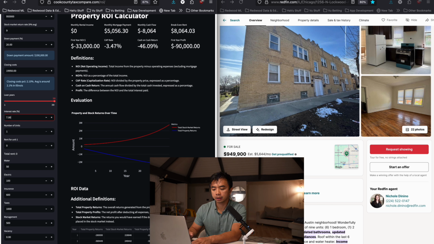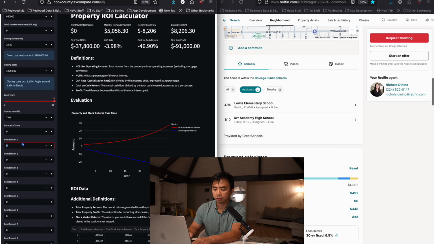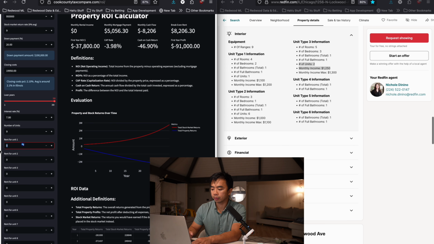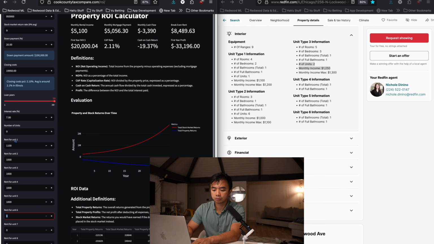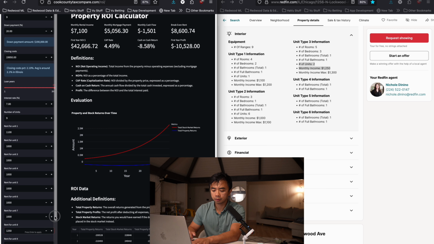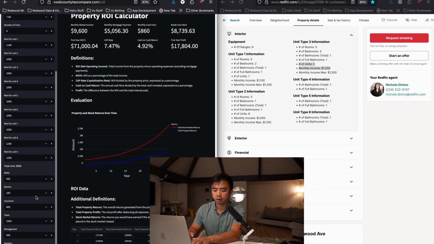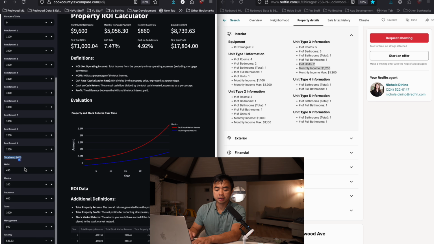Interest rate, let's say 7%. Number of units, we set 9. So let's enter in all the cash and all the rental information that we saw earlier. 1,100, 1 unit of that, and there's 6 units at 1,000. So 1,000, 2, 3, 4, 5, and 6. And then we have 2 units of 1,250. All right, so our total is gonna be $9,600 in rent.